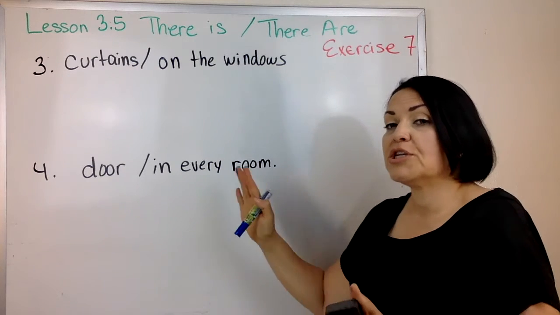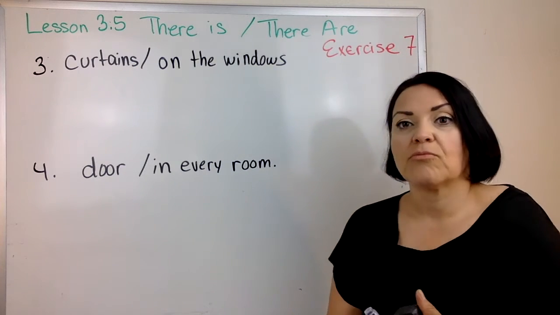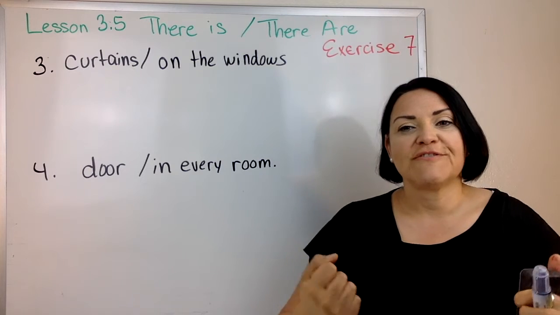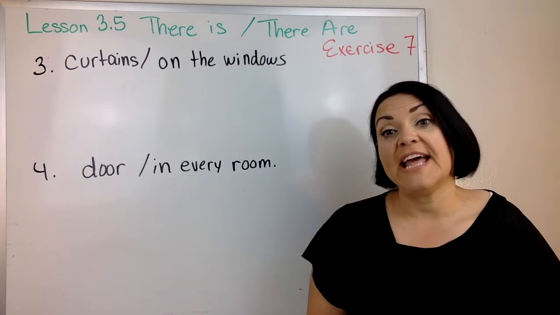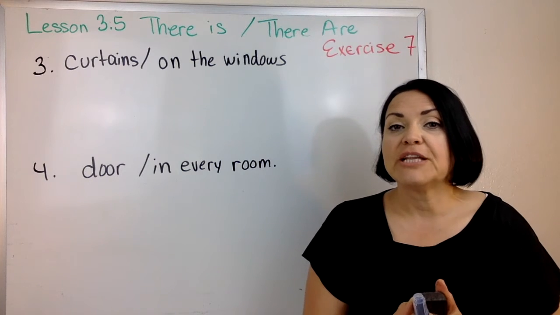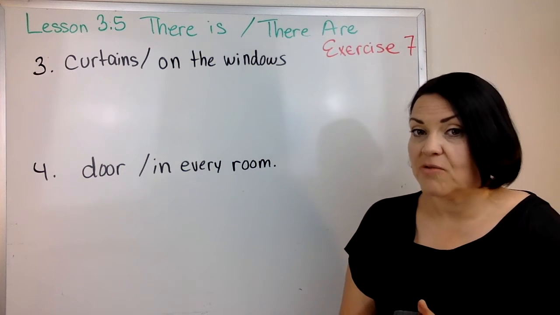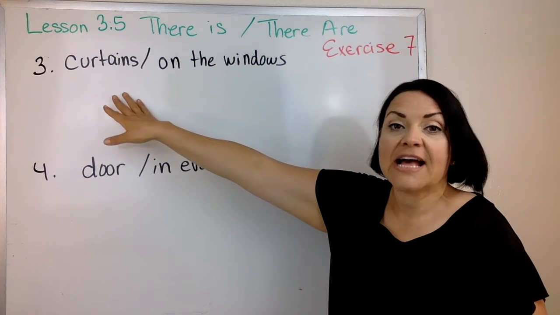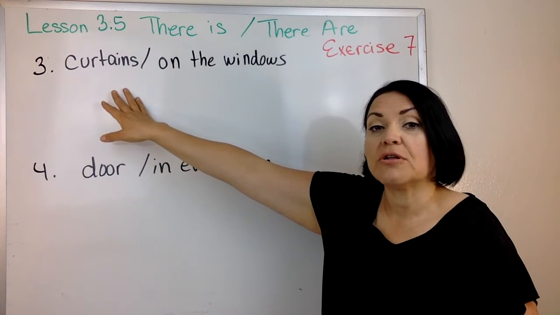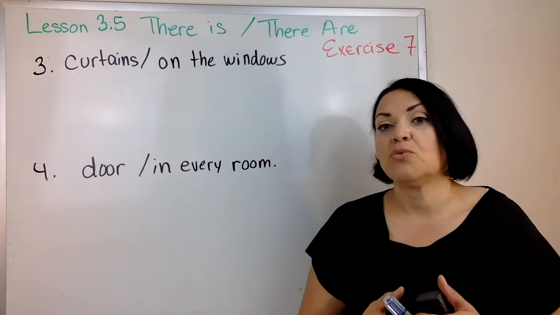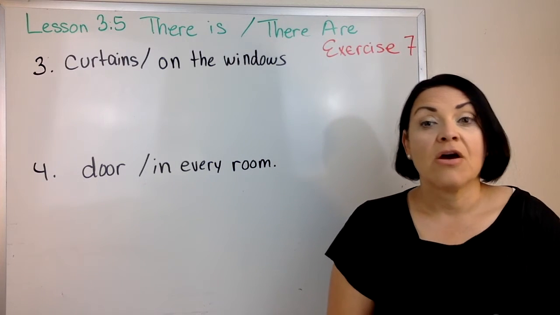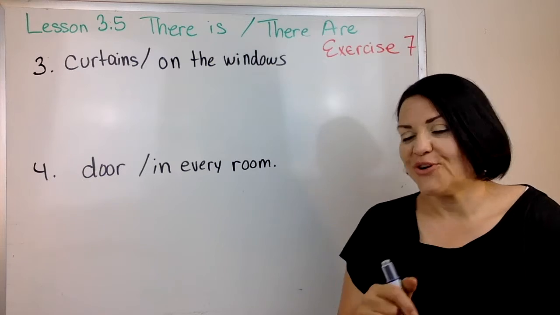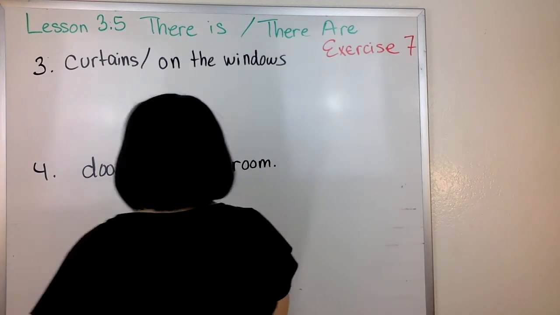So here we are. We're going to just use affirmative, positive, and then I'll erase it, and then we will write negative. So the first thing we need to look at is our noun. This noun has an S, so it's plural, it's curtains. So will we say there are or there is? Are is plural.